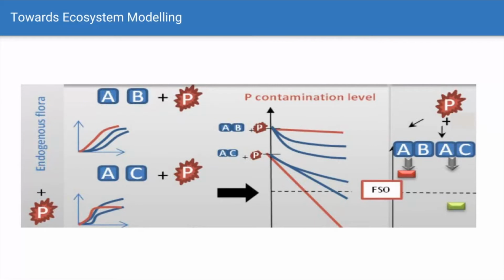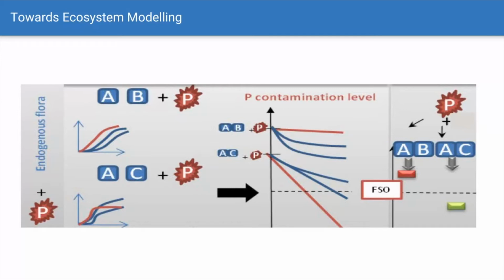So this is a schematic, but you can see at the top of the slide you have bacteria A and B and a pathogen P, and you can see in the presence of A and B the pathogen grows and our food safety objective is not met. So that is not a desirable situation. At the bottom of the slide you can see that you've got innocuous bacteria A and C and the pathogen. These have an inhibitory effect on the pathogen and our food safety objective is met.